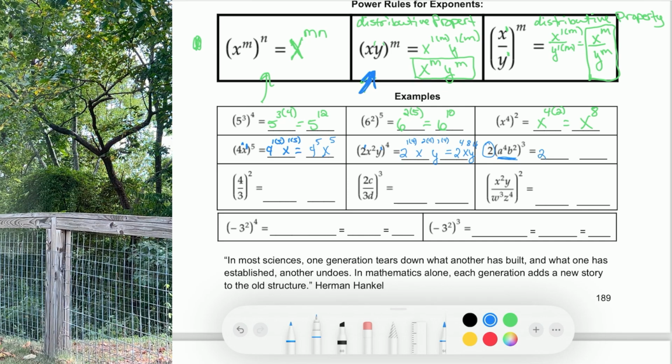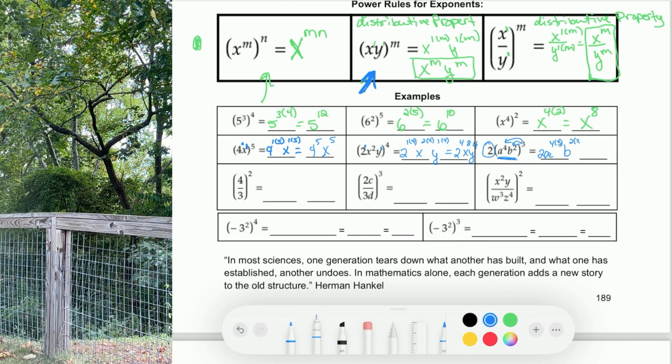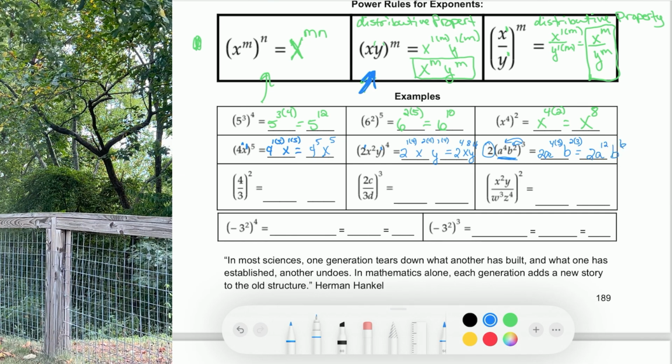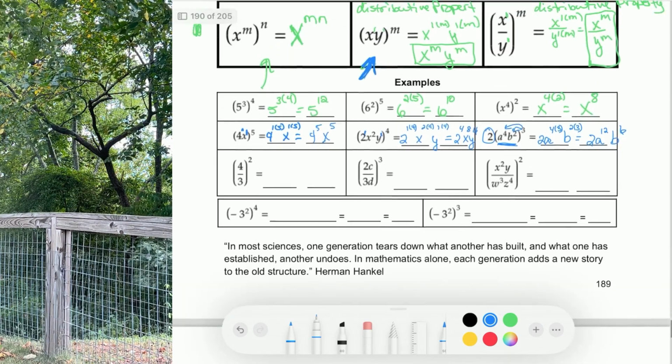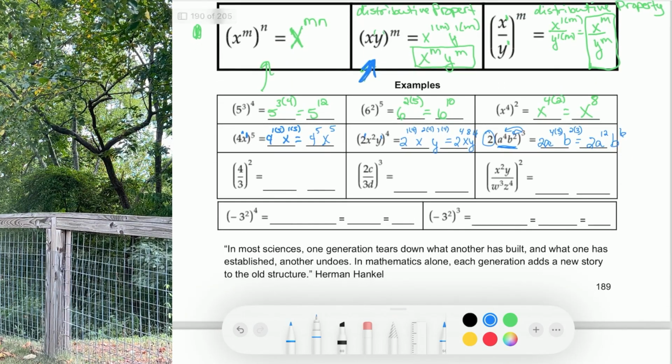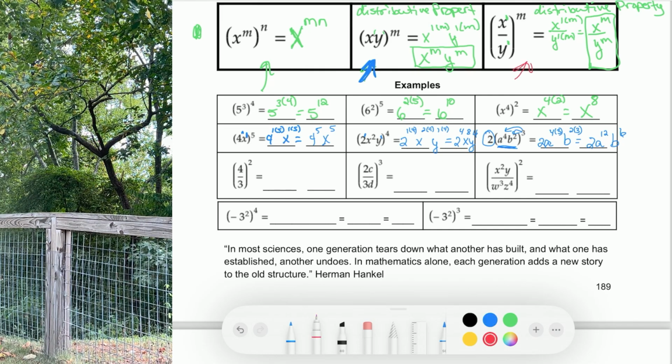Now I need to distribute that 3 to everything in here. So I get a to the power of 4 times 3, b to the power of 2 times 3, and that results in 2a to the 12th, b to the 6th. So again, it's really important you pay attention to what is actually your base. Our next one, I keep wanting to scroll up, but then remember I want you to be able to see the rule. Our next one is this version here. So I'm going to do those in red so you can see them.